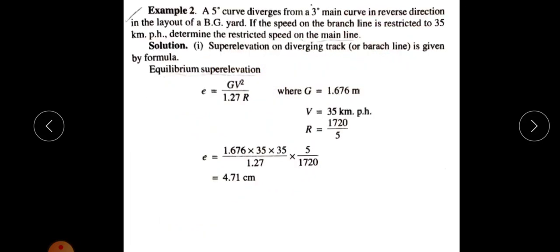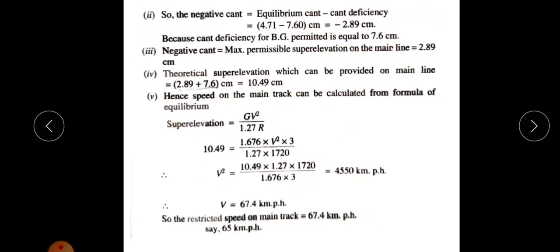So here we have calculated for the branch line. In the case of the main line, the sign should be reversed because it is negative cant. So it will be equal to 2.89. Okay. Then the theoretical superelevation on the main line will be equal to this permissible 7.6, since it is broad gauge, plus this one, because here it is plus sign, because we have reversed from here. So we have to add 7.6 plus 2.89, so 10.49 is the answer here.